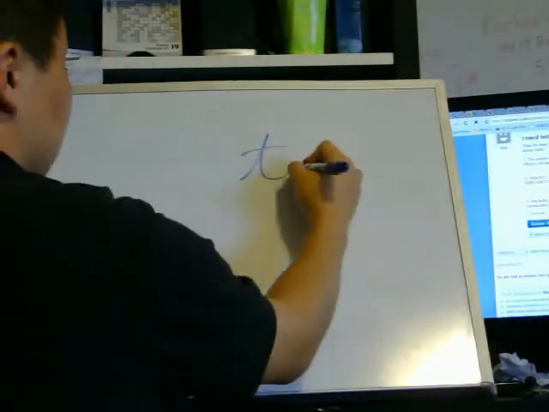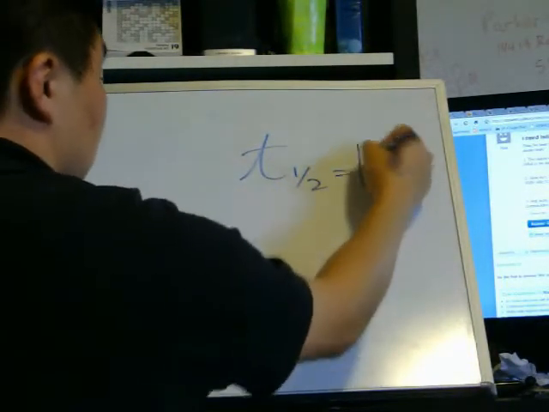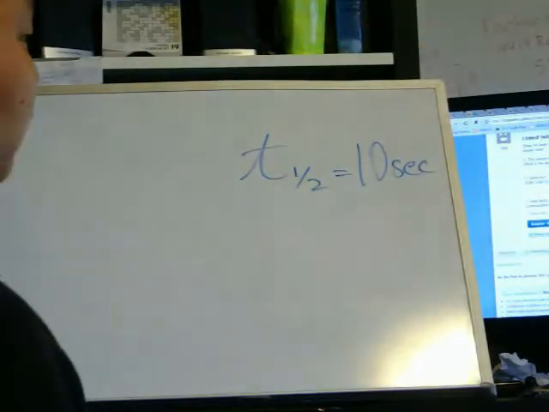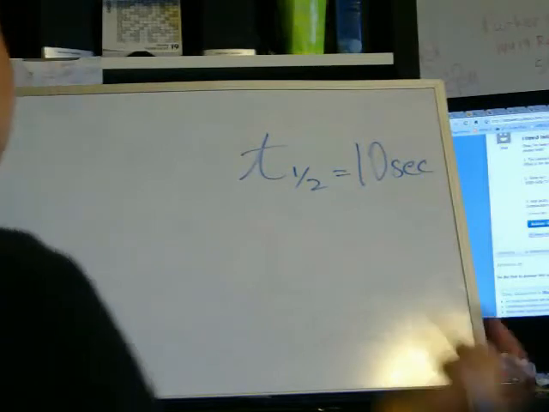First question he asked was: krypton has a very short lifespan, or short half-life, of 10 seconds. So your T half equals 10 seconds. What is the decay constant of the substance?